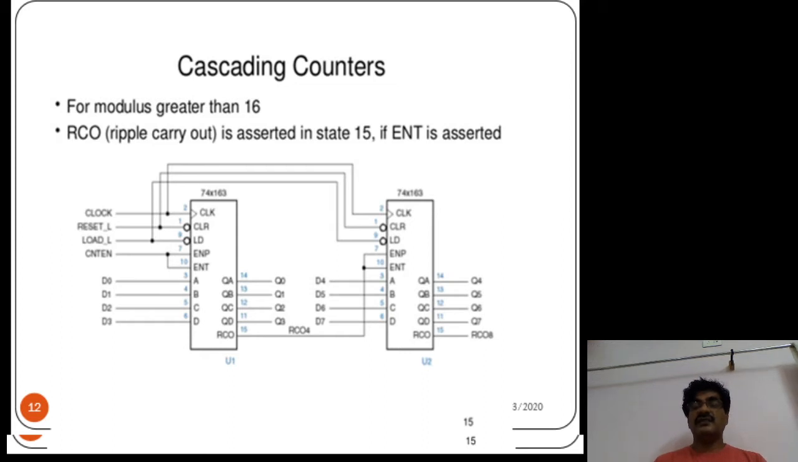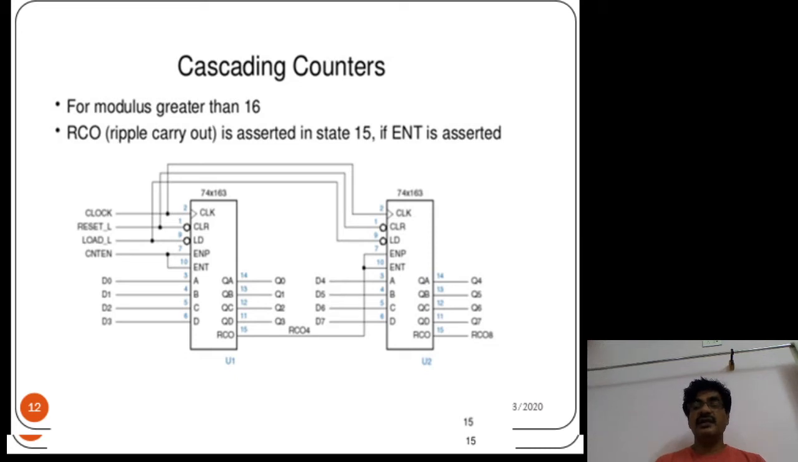Now let us see how to design an 8-bit counter. In order to design an 8-bit counter, you need to take two such 74163 ICs. Let us see their connection and how to obtain a 16-bit counter. Sorry, not a 16-bit counter, an 8-bit counter. So these are the two ICs, IC 74163.